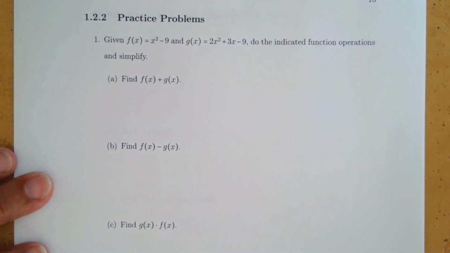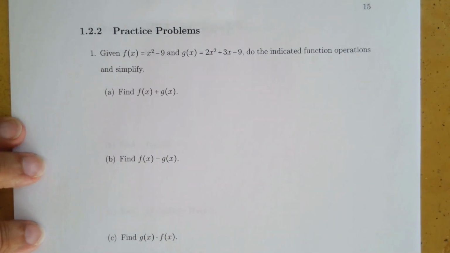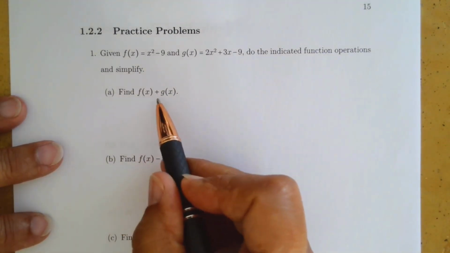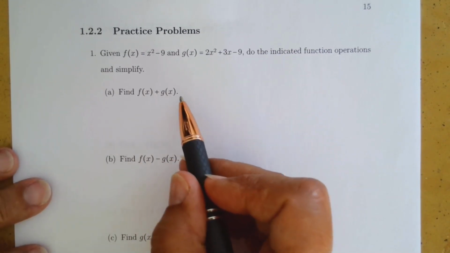Okay, so we're going to start with, again, combining functions based on the operation given. Number 1 says, if you're given f of x equals x squared minus 9 and g of x is 2x squared plus 3x minus 9, do the indicated function operations and then simplify. Part A says just add function f and function g. That's how you read that: f of x plus g of x.